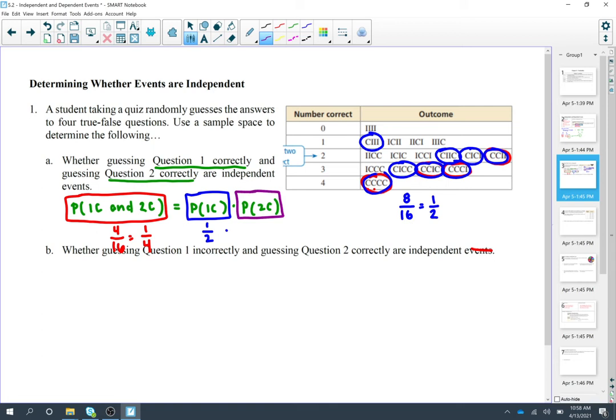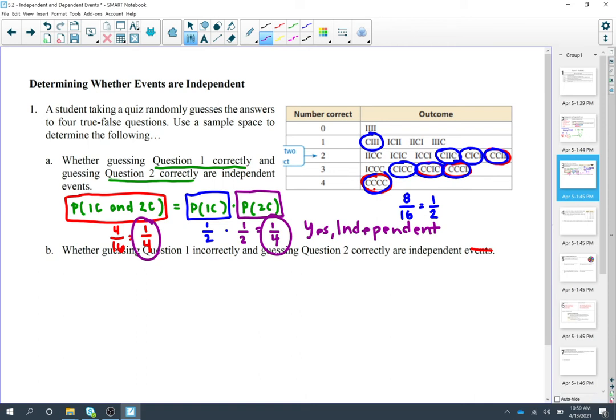Actually, we could make this a little simpler than looking at our sample space, because when you're guessing the answer to number 2, it's a true or false. You can either guess right or wrong, so it's kind of like flipping a coin. So we know you're still going to have half the chance of getting it right or wrong. If we multiply 1/2 and 1/2, we get 1/4. This 1/4 equals this 1/4. So yes, these are independent. Meaning that if you guess question 1 correctly or incorrectly, it's not going to affect whether or not you guess question 2 correct or incorrect.